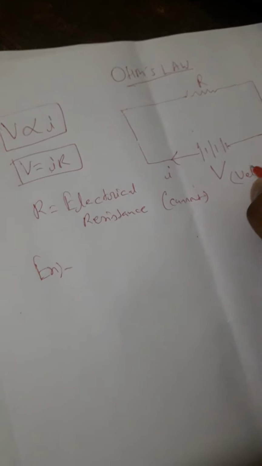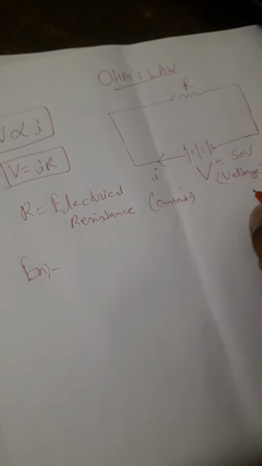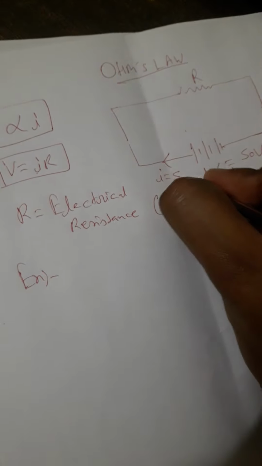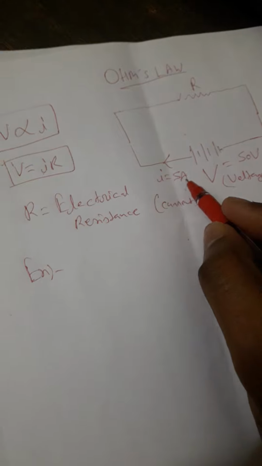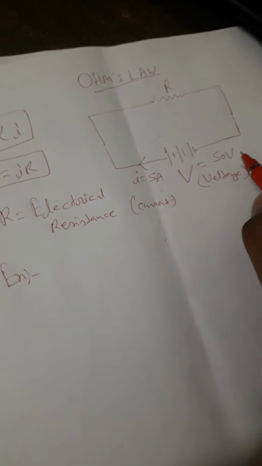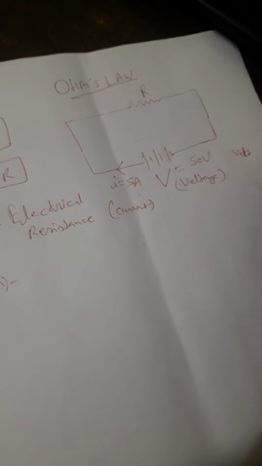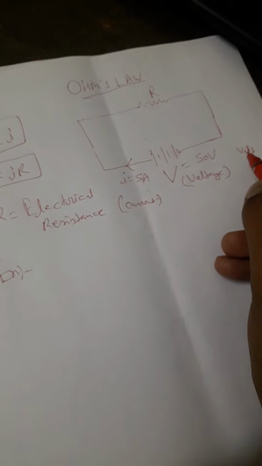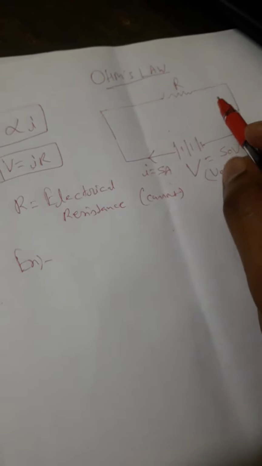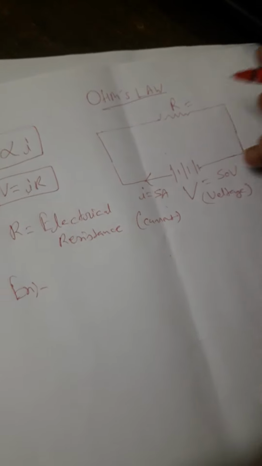If the voltage of this circuit is 50 volt and the current flowing through this circuit is 5 ampere. Ampere is the unit of current and volt is the unit of voltage, correct? And we need to determine the total resistance of this circuit, that means R.